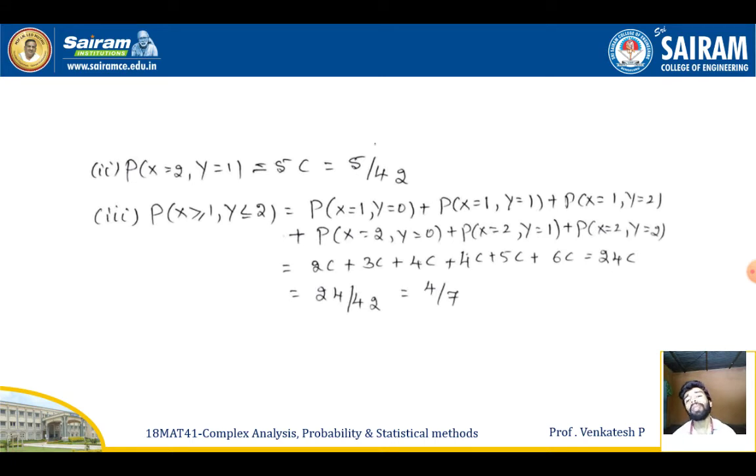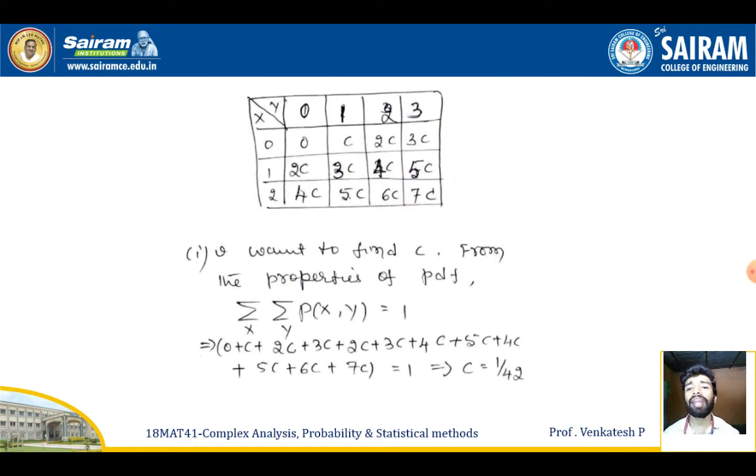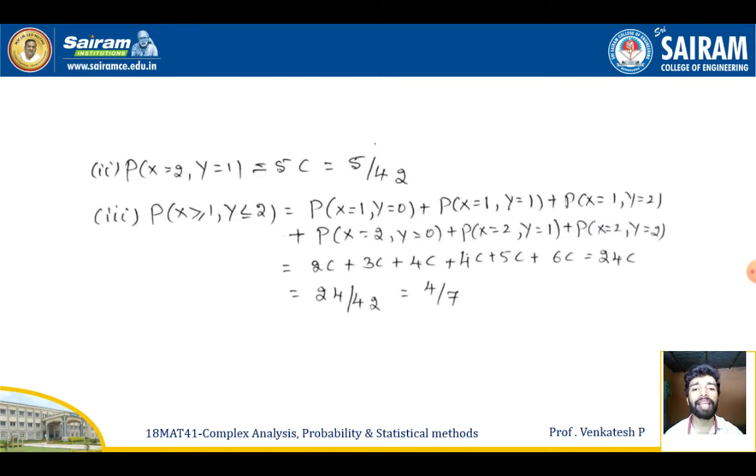Third one, P(X >= 1, Y <= 2). So take the values of X greater than or equal to 1, which means we have to include X equal to 1 and 2, and Y less than or equal to 2 means take the values 0, 1, 2. So I can take P(1,0), P(1,1), P(1,2), again P(2,0) plus P(2,1), P(2,2), like this.